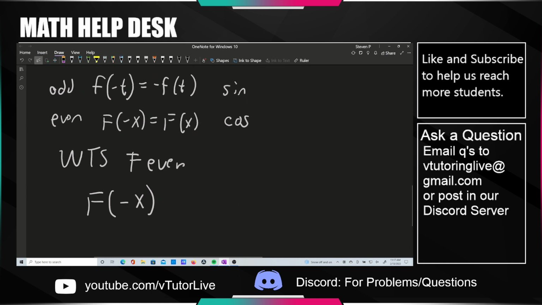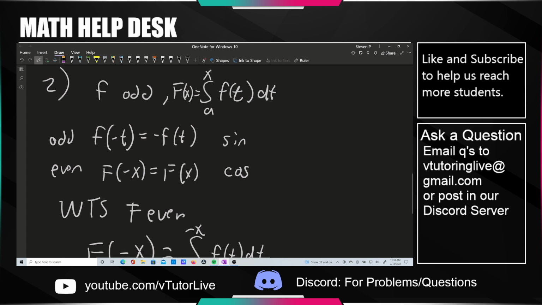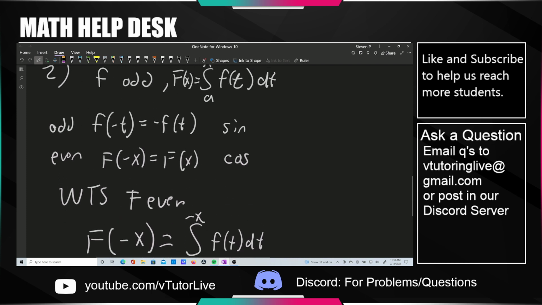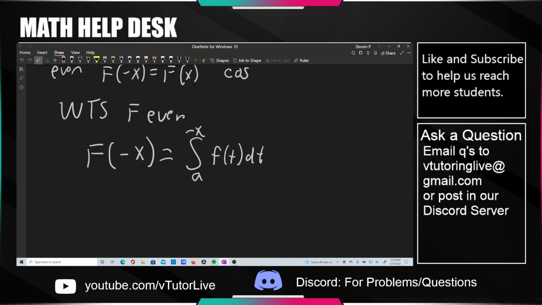But I think the way I was doing this was basically saying, all right, well, this is just equal to the integral from a to minus x of f of t dt. And I just started playing around with this a little bit. I'm sure there's probably a different way to do it, maybe a cleaner way than I expressed. But what I did was I said, all right, well, let's just take the derivative of both sides here.